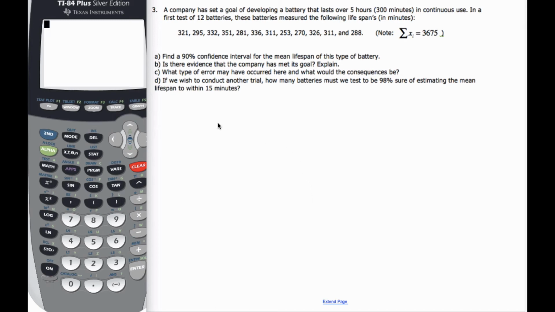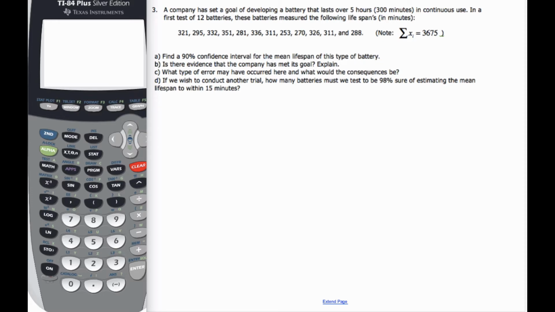Okay, let's try another example for the T distribution. A company has a set goal of developing a battery that lasts over 5 hours, or 300 minutes, in continuous use. In the first test of 12 batteries, they measured the following lifespan in minutes. Here's the data set. We want to find a 90% confidence interval for the mean lifespan of this type of battery.